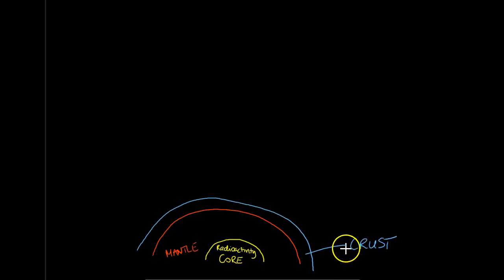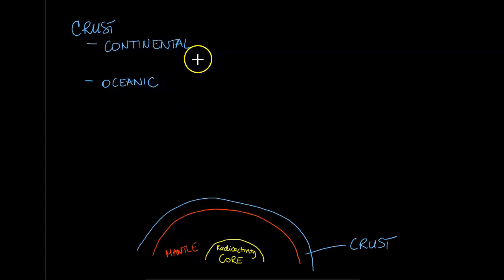Now you should remember that we have two types of crust. We have a continental type, and we also have the oceanic crust. The thing about continental crust is that it is less dense. And by default that makes the oceanic crust more dense.